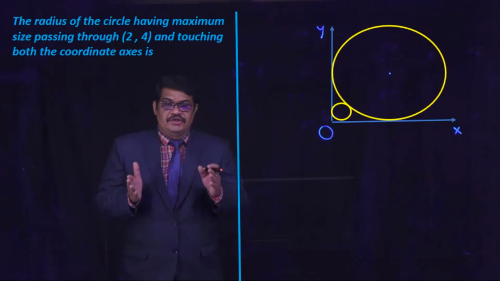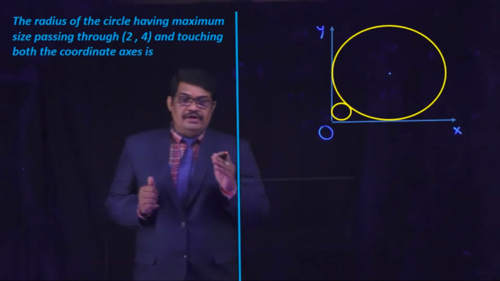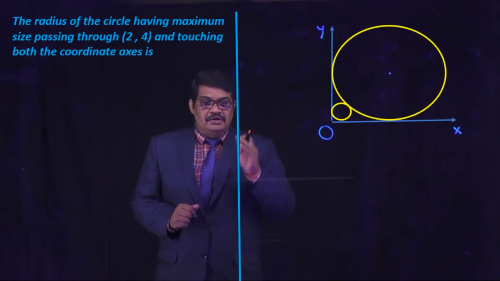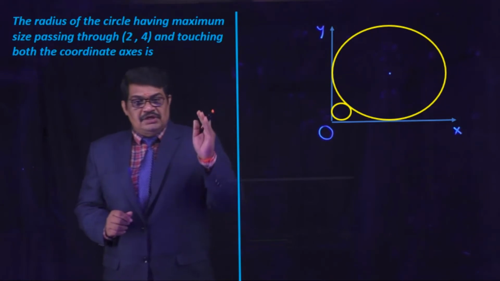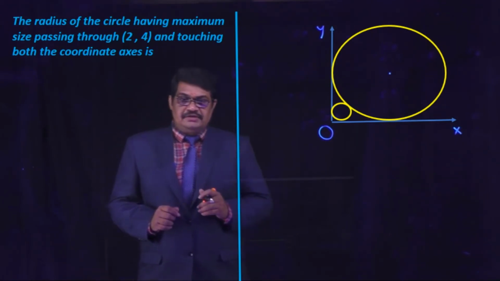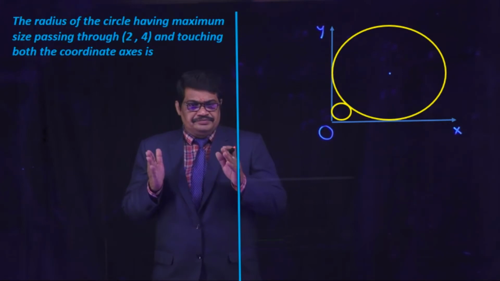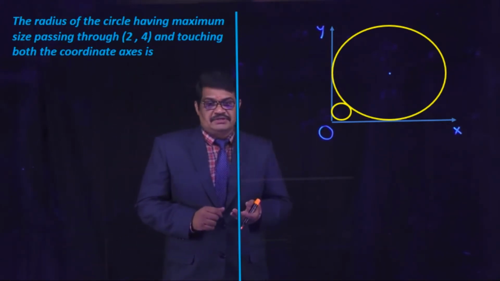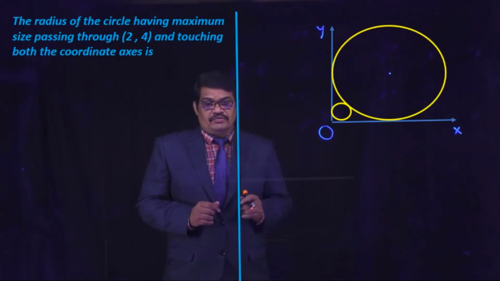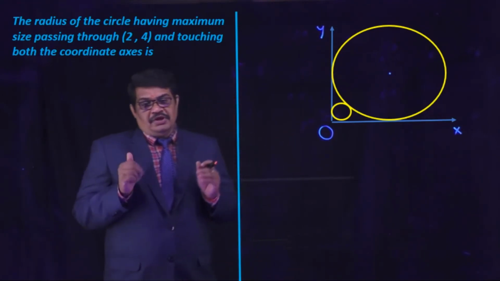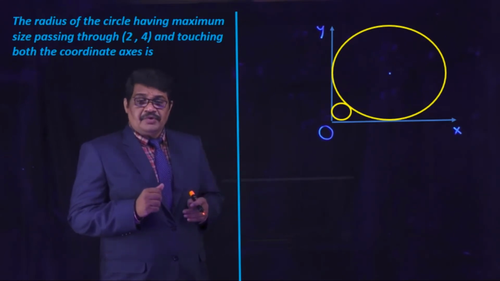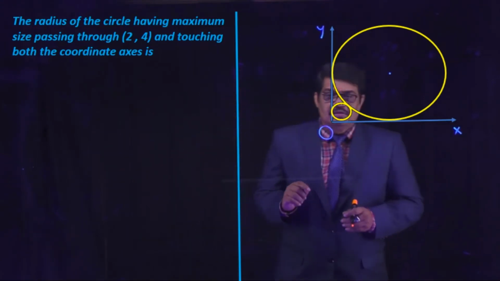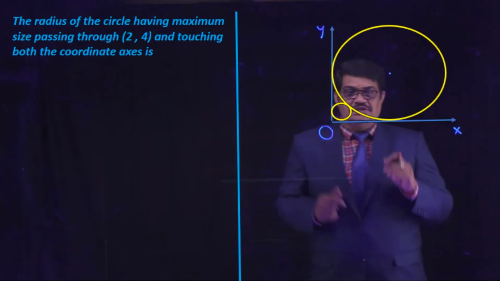Okay, see this problem. The radius of the circle having maximum size, passing through the point 2, 4 and touching both the coordinate axes. That is the problem here. So the required circle radius is that of the largest circle.